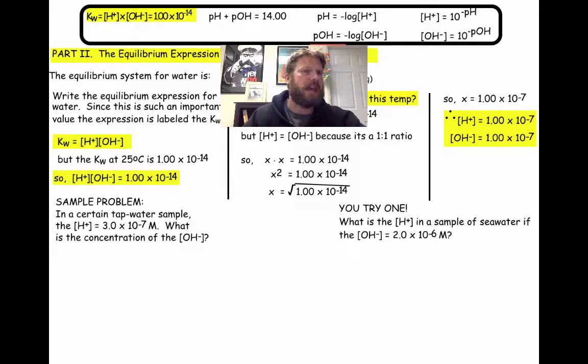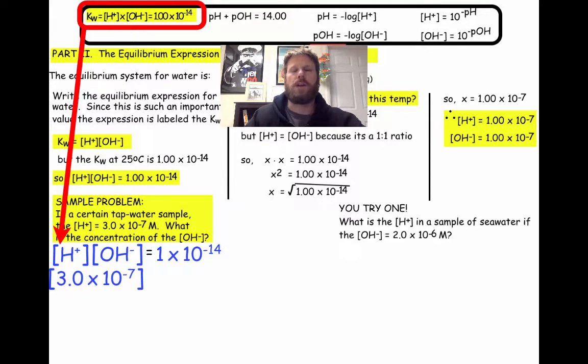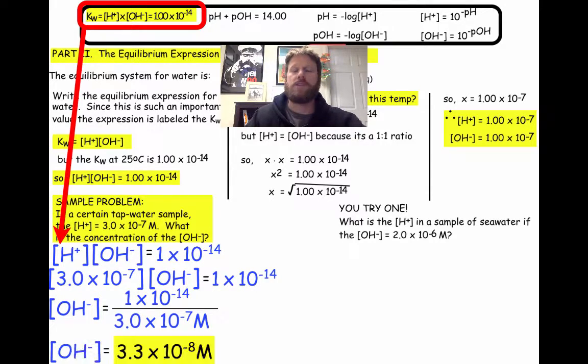If you know the H plus concentration or the OH minus concentration of a solution, you can easily determine the other concentration of the ion. For example, if tap water has an H plus concentration of 3 times 10 to the negative 7th, what is the concentration of OH minus? We can use our equilibrium expression to determine this, since we know H plus times OH minus is 1 times 10 to the negative 14th. All we got to do is plug in our H plus concentration and solve for the OH minus concentration. When we do that, we get 3.3 times 10 to the negative 8th molar for our OH minus concentration.